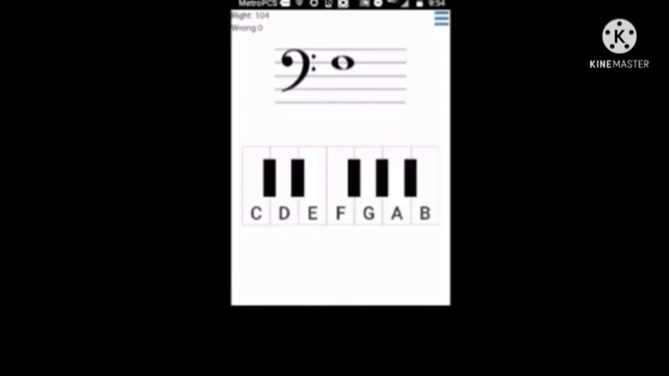F, right? A would be the next line, and guess what the next one is? C, right? And guess what the next line would be? E. So you automatically had F-A-C-E right here. Everything in F-A-C-E. Okay? Wow. That's pretty cool. There you go.